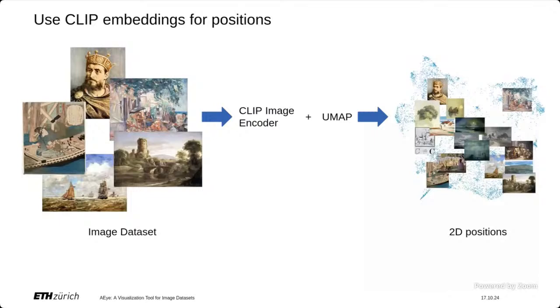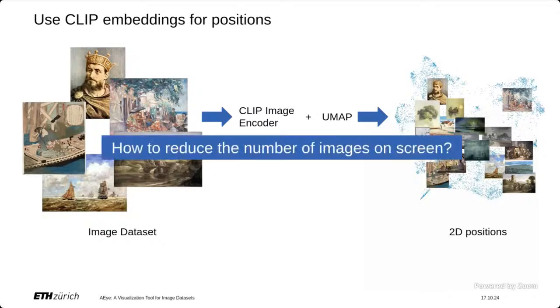These UMAP projections and CLIP embeddings have been used in previous work. What we try to do differently here is to really focus on large-scale datasets and to answer this open question: how can we reduce the number of images on screen in such a way that we can still make sense of the embedding space and that a user can really explore the image dataset and not get lost in it?